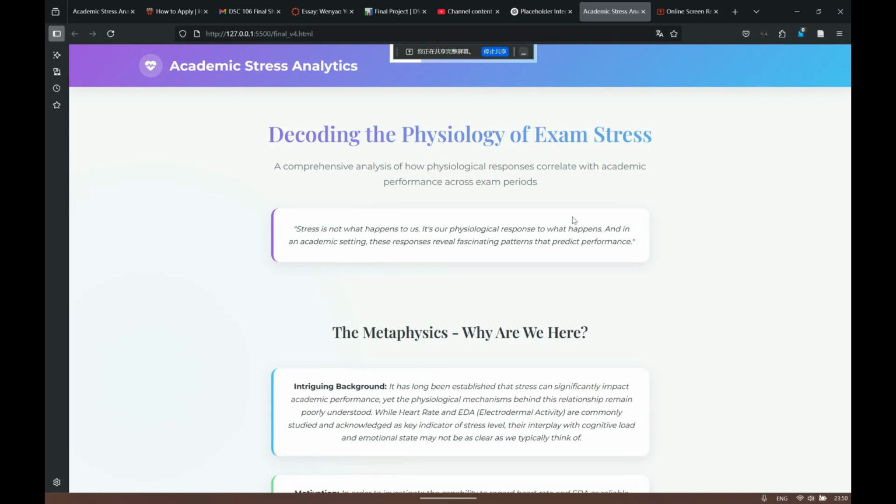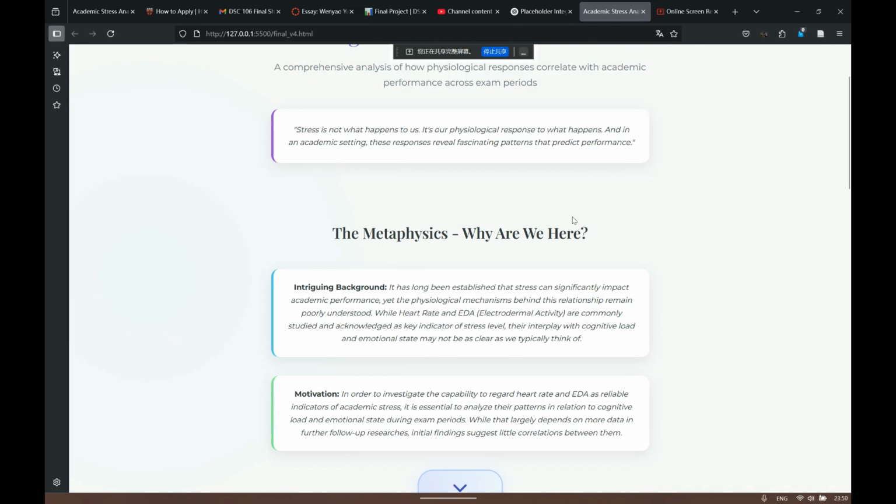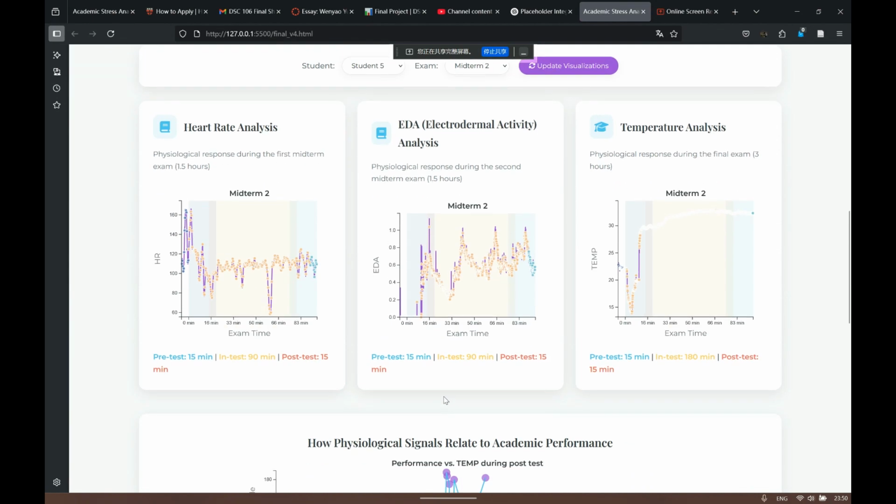So this website is about how to measure our stress. It is always happening in the background that we typically use EDA, which is known as electrodermal activity, and heart rate to measure our stress level. But is it really true? So we're motivated to investigate this using our own data set from the FideoNet. So let's dive into the data.